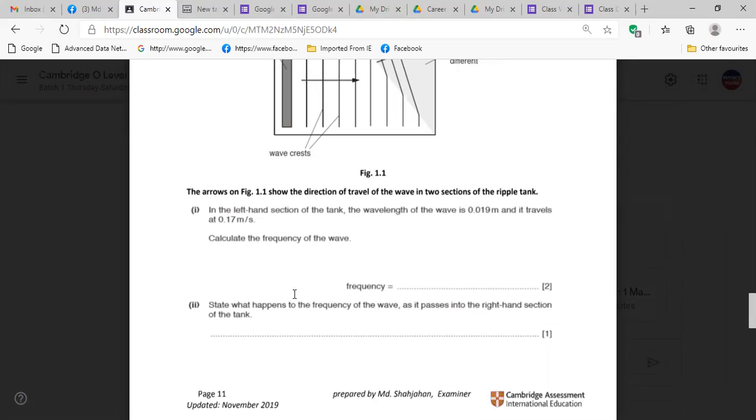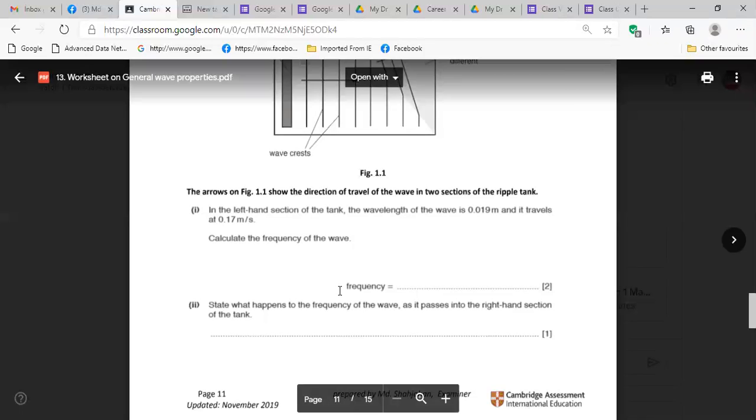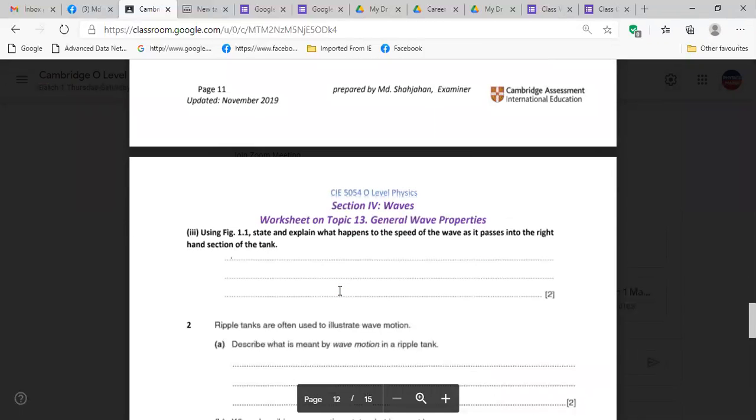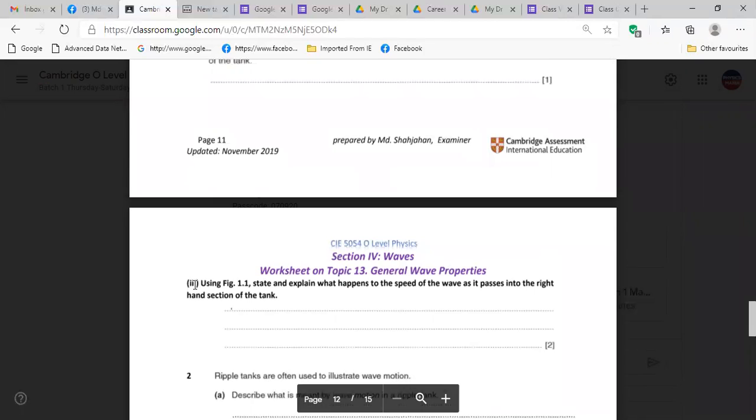You got one rule, right, about frequency? Yes, sir. If it is going from one place to another place, the frequency always remains the same, right? Yes, sir. Frequency is always constant. So what should be your answer? Frequency is the same. Frequency does not change. Have you written it? Yes, sir. Then next, part 3, read.